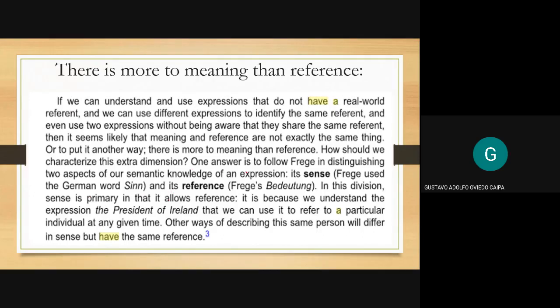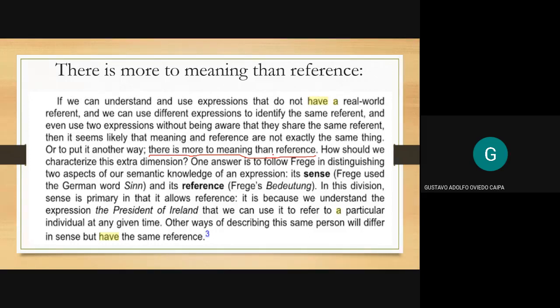Let's put it another way. There is more to meaning than reference, and this is the important part. How should we characterize this extra dimension? One answer is to follow Frege in distinguishing two aspects of our semantic knowledge of an expression: its sense, and here is where the conversation goes from reference to sense, its sense and its reference.